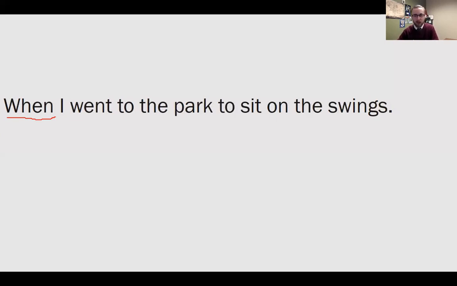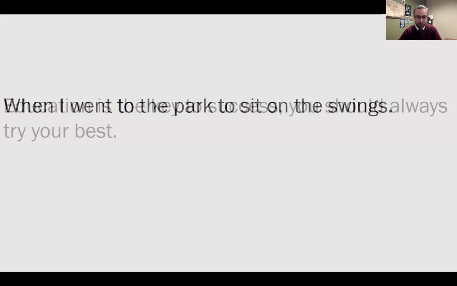So to finish this, I would need to finish the thought. When I went to the park to sit on the swings, it started raining. Add another sentence, really, to complete the thought. When I went to the park to sit on the swings, aliens invited. What happened when you went to the park to sit on the swings? That's how you're going to fix this fragment.